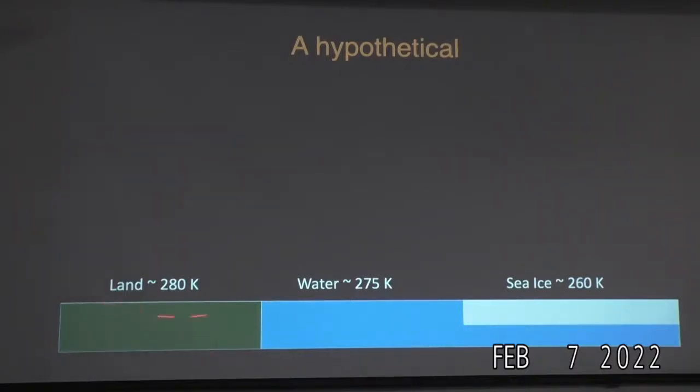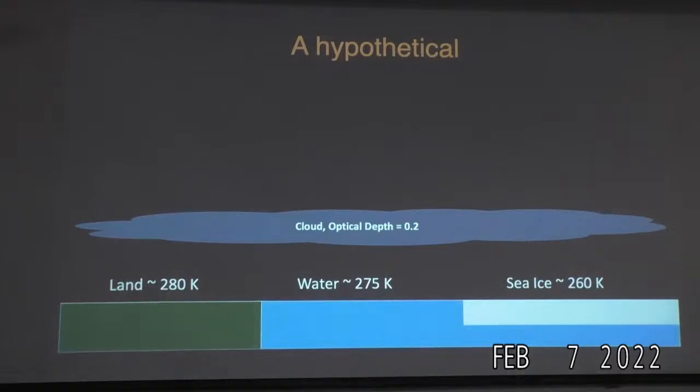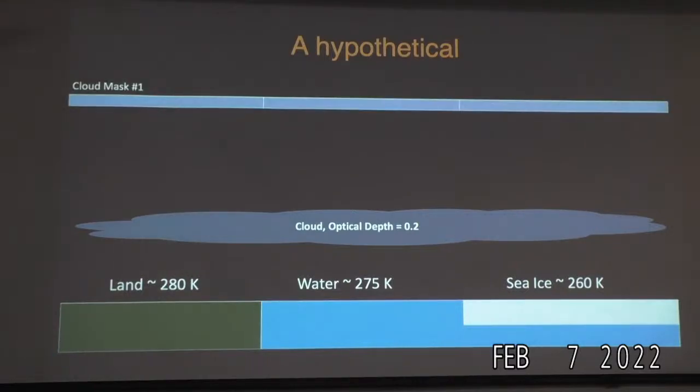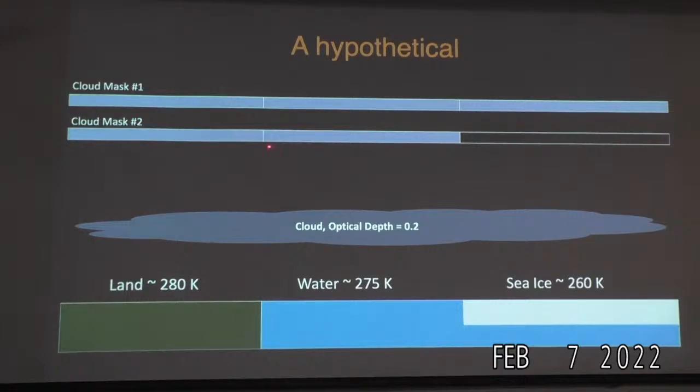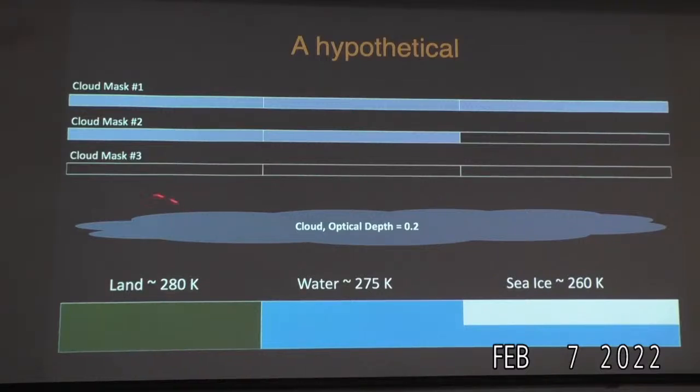So we have 3 surfaces here: land at 280 Kelvin, water at 275, and sea ice at 260. We place a low-level, optically thin, homogeneous cloud over all 3 of these surfaces, and we'll consider the result of 3 hypothetical cloud masks. The first cloud mask correctly identifies a cloud for all these surfaces. The second correctly identifies it over land and water, but maybe struggles over sea ice and says there's no cloud there. The third cloud mask says there's no cloud in this region at all. It's pretty easy to argue cloud mask number 1 is the best, since it correctly identifies the cloud over all these surface types. But I would argue, depending on the kinds of questions we might be asking, there is reason to prefer number 3 over number 2.